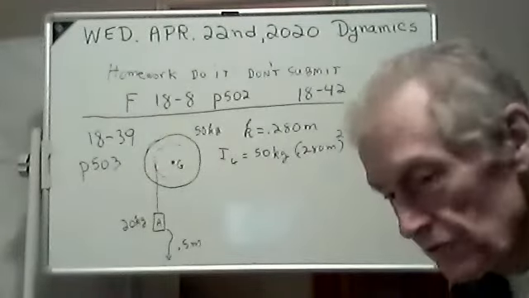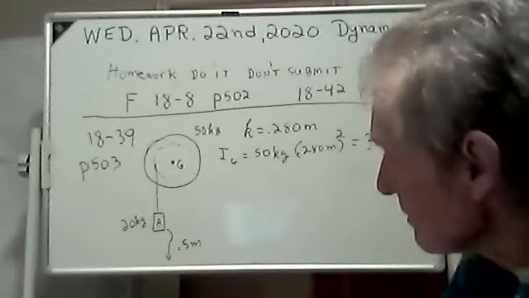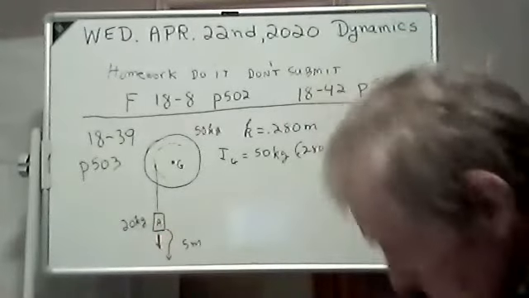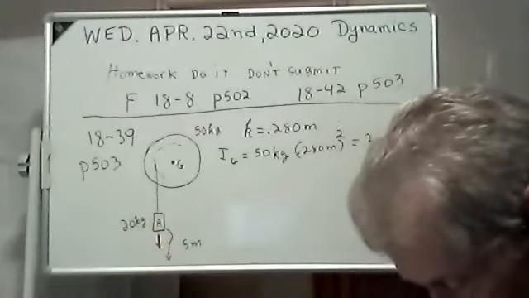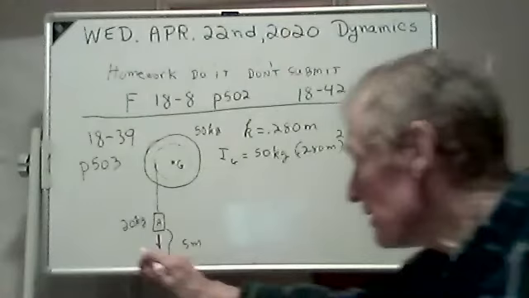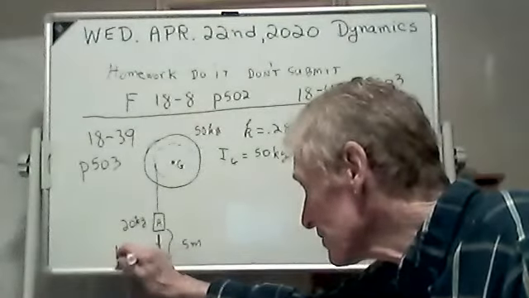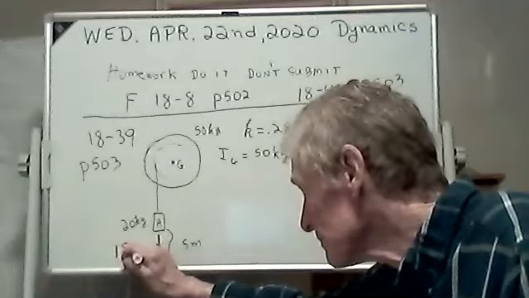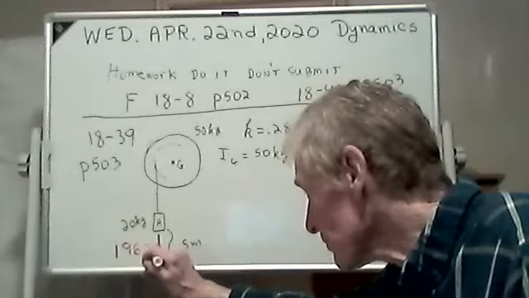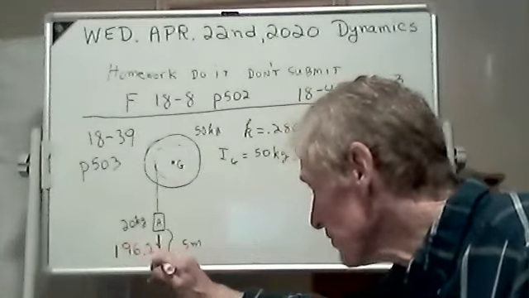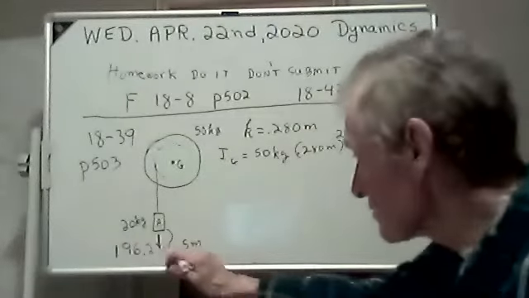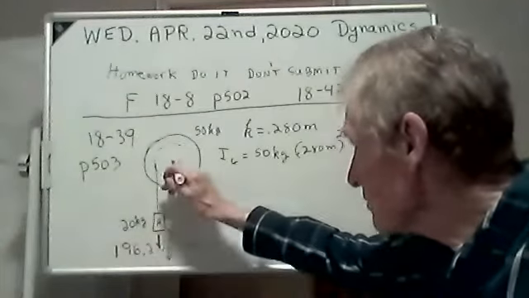Now let's do the red stuff. Well, you're going to have a force here of what's 20 times 9.81? You have a force here of 196.2 newtons. Ran out of room there. 196.2 newtons. Now you also have a force here.